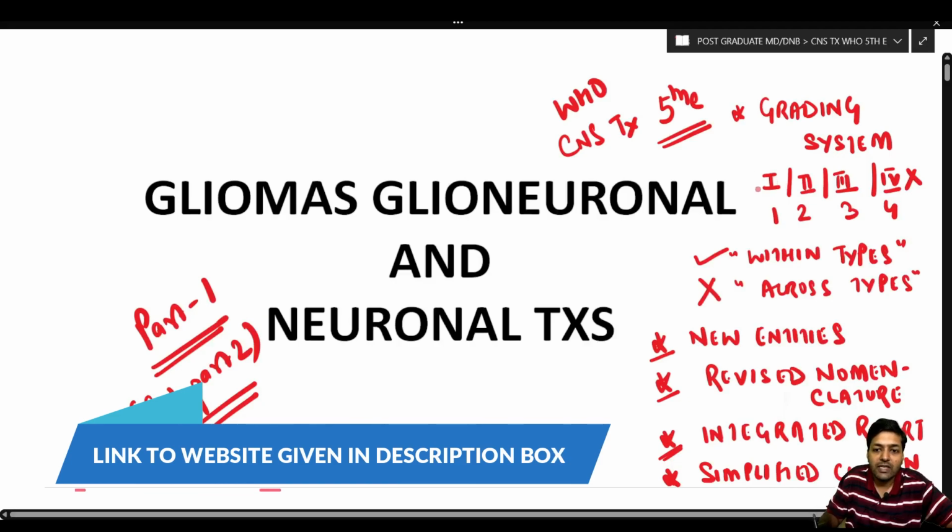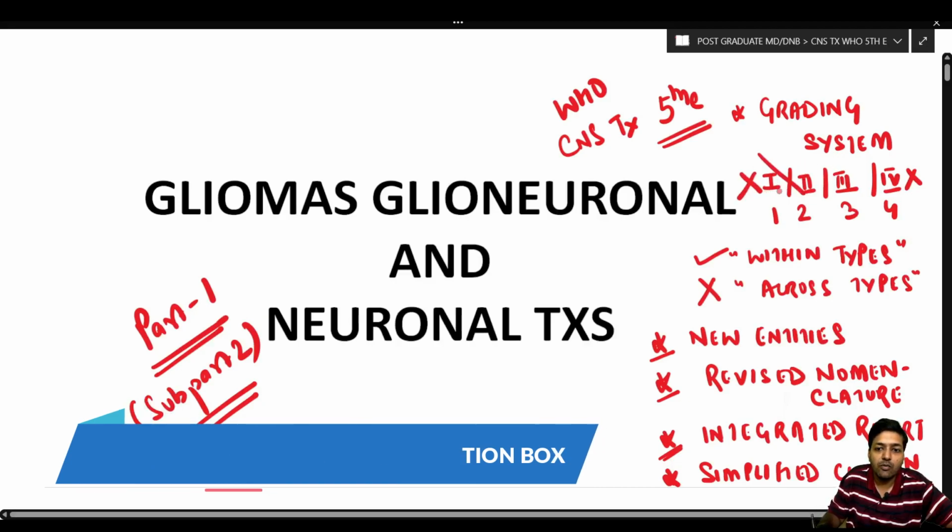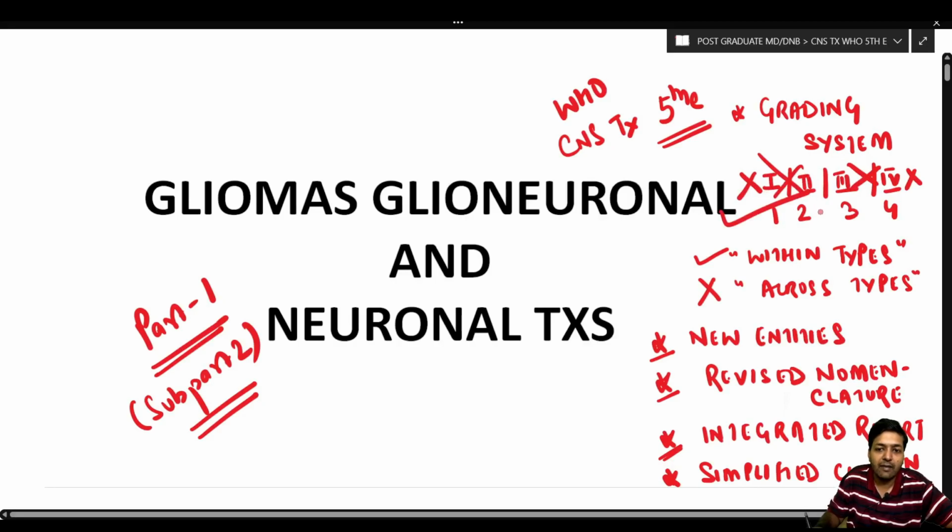We are no more using Roman numerals. We are using Arabic numerals 1, 2, 3, 4 for grading of the tumors. Now the grading of the tumor is for each individual tumor type and not across all the tumors of the CNS. So grading within the types has been accepted, not across the types. Okay, this has been deleted now. Now we are not following across type, and for the grading, not only the histological parameters but also the molecular parameters are now used.